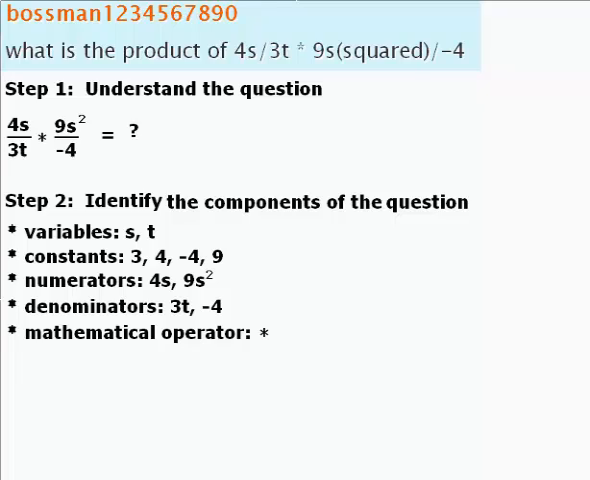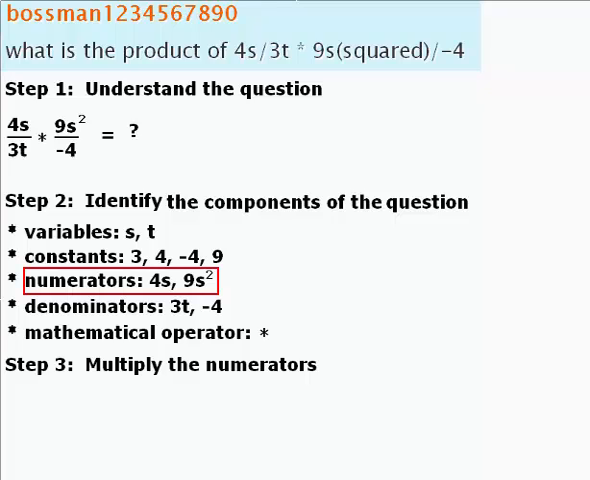Now that we've identified the components of the question and we understand what the question is asking, that is to multiply the two fractions together, we can move on to the third step, which requires that we multiply the numerators. We've already identified the numerators as 4s and 9s squared. Therefore, after multiplying the two together, we have 36s cubed.